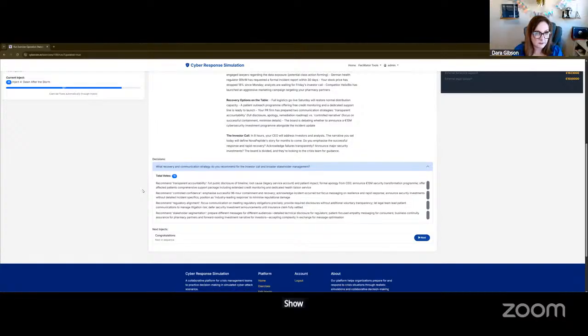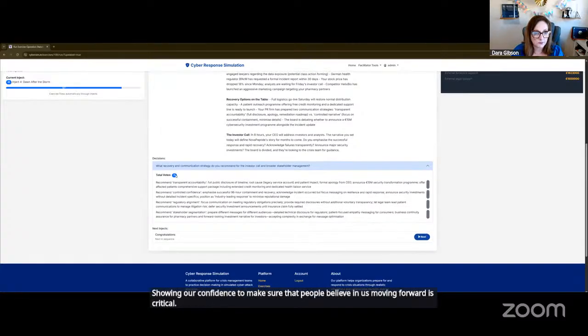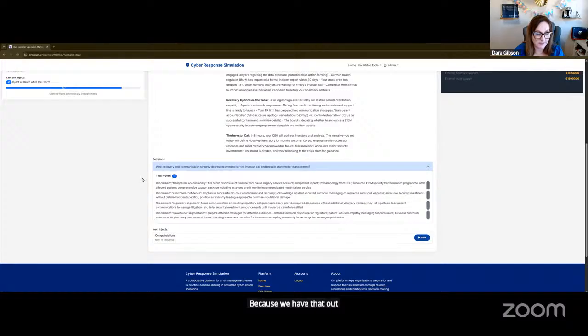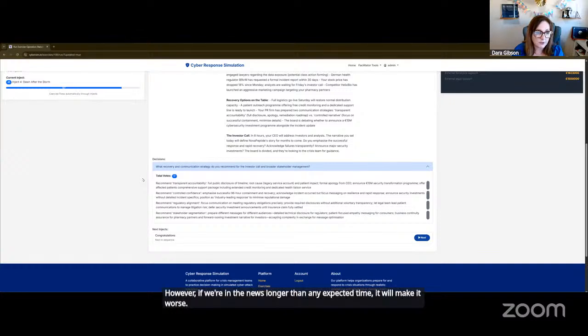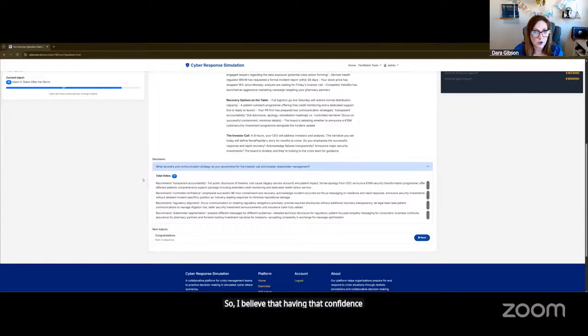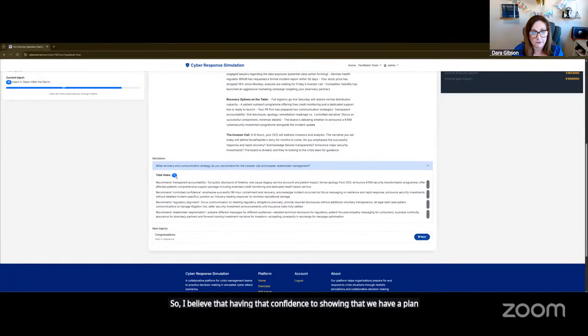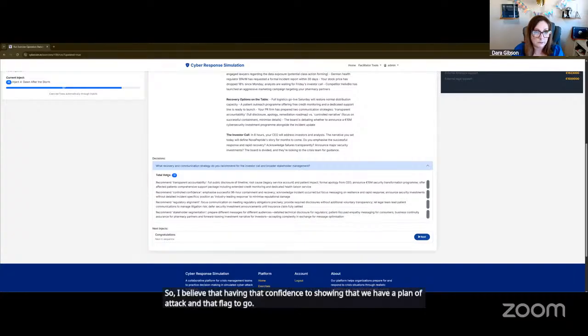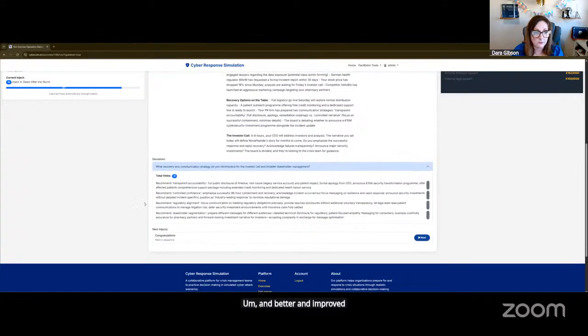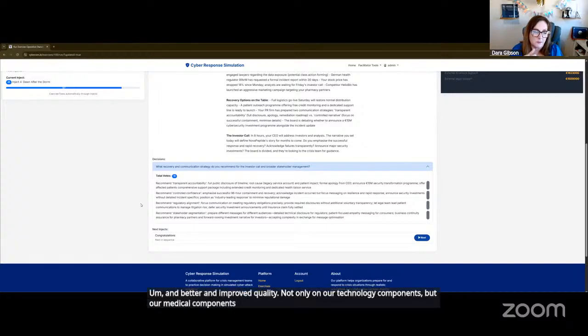Showing our confidence to make sure that people believe in us moving forward is critical, because we have that outstanding financial impact that's going to delay us. However, if we're in the news longer than any expected time, it will make it worse. So I believe that having that confidence to show that we have a plan of attack and that flag to go, and better and improved quality, not only on our technology components, but our medical components, I think is where we need to be.